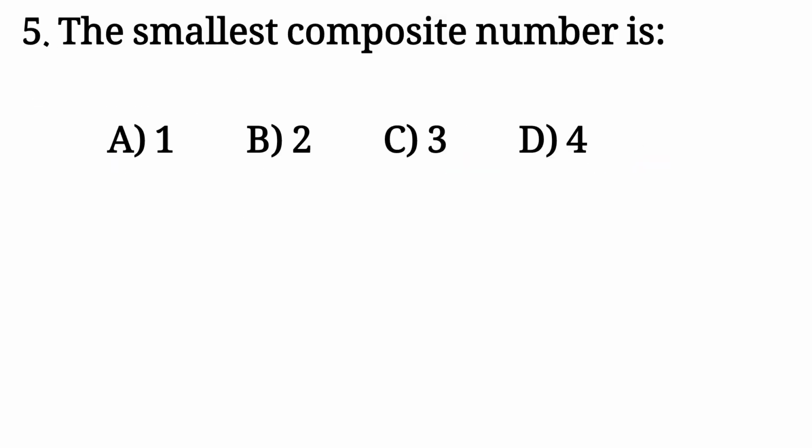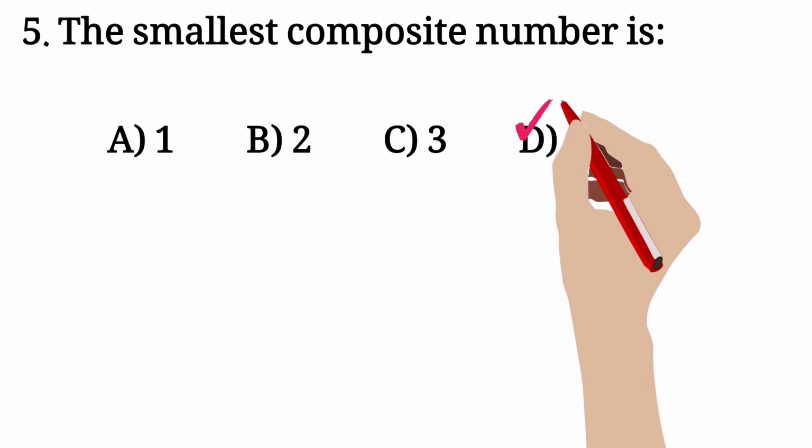Question number 5. The smallest composite number is. The correct option is option D, 4.